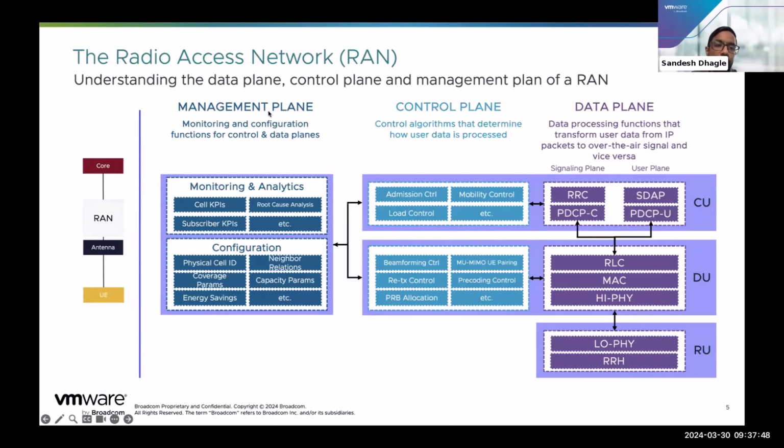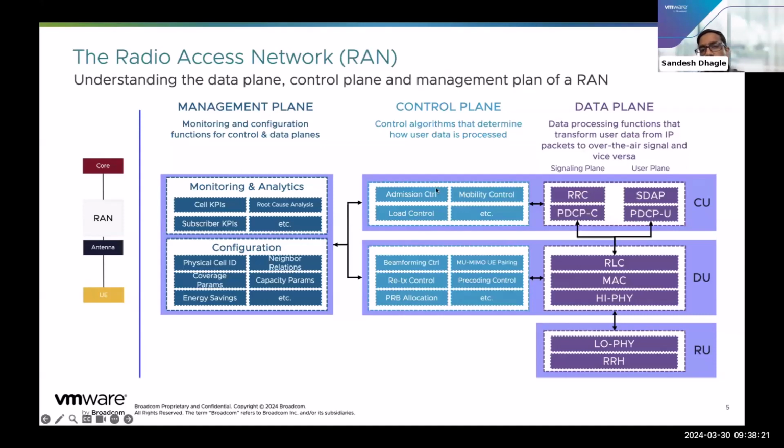So the management plane is the one that is responsible for monitoring and configuration functions for the control and data plane, right? And this is the component where we would see things like cell level statistics or subscriber level statistics. Plus, we'll also see configurations, like the configurations that are used to build the RAN network: the coverage parameters, the energy parameters, neighboring parameters.